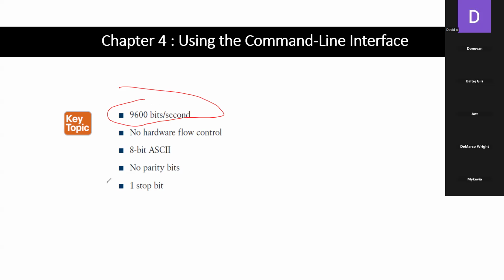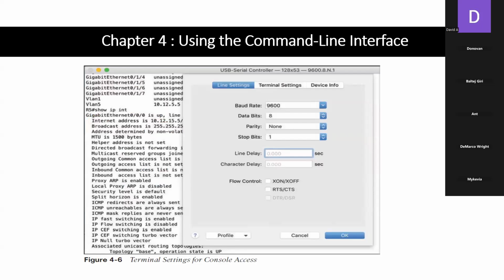Everything else the same, but the baud rate would be 115200. I can't explain why that's the case. I'm actually interested to go ahead and find out why so I can share it with you guys. Okay. And here's how typically a terminal emulator looks. This screenshot, of course, is from Mac OS. And this is how you would set this up.